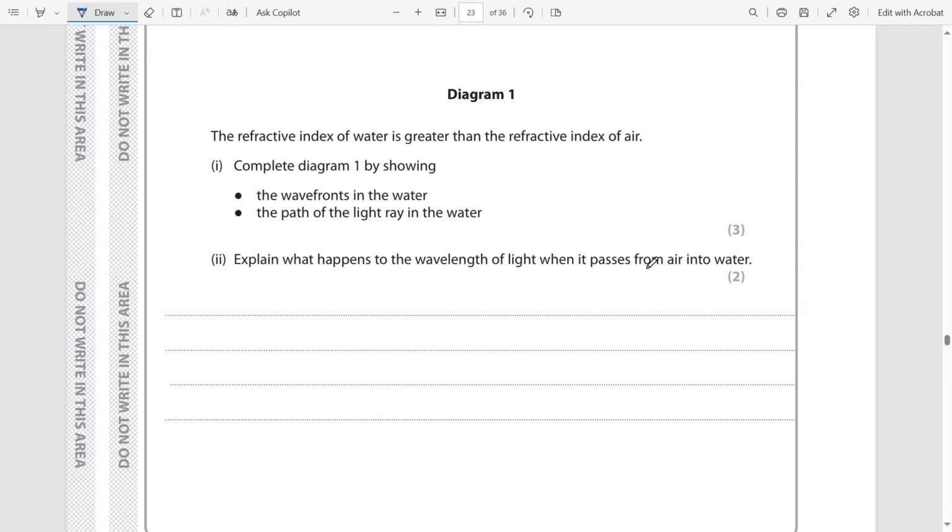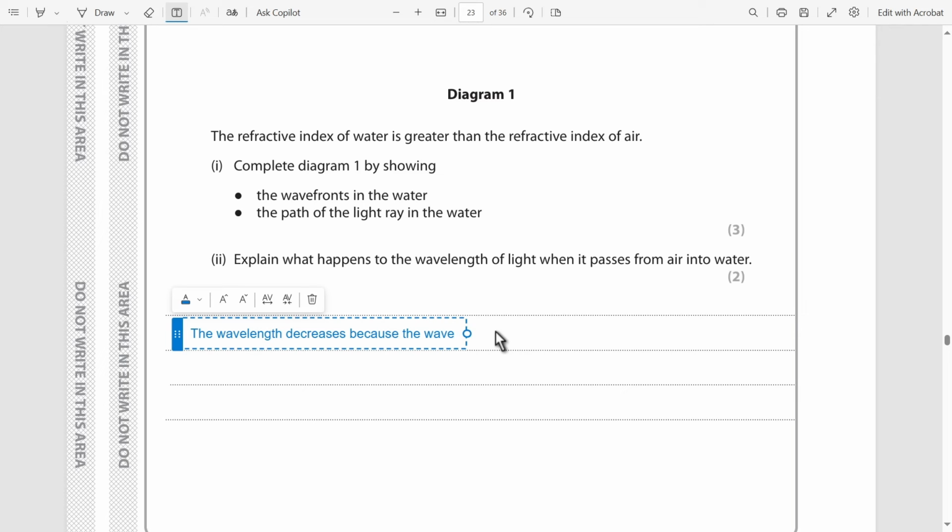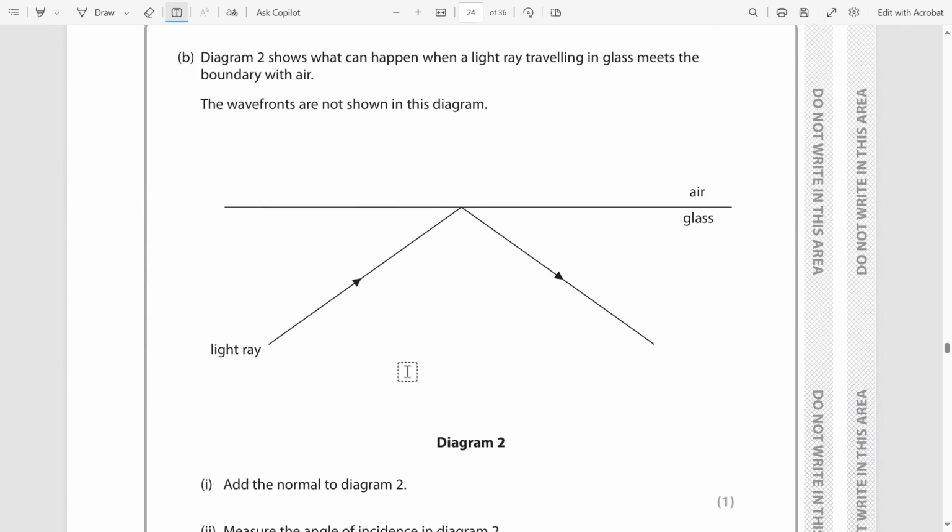Explain what happens to the wavelength of light when it passes from air into water. So, the wavelength decreases because the wave decreases in speed and its frequency will stay the same because it's going to be the same light.